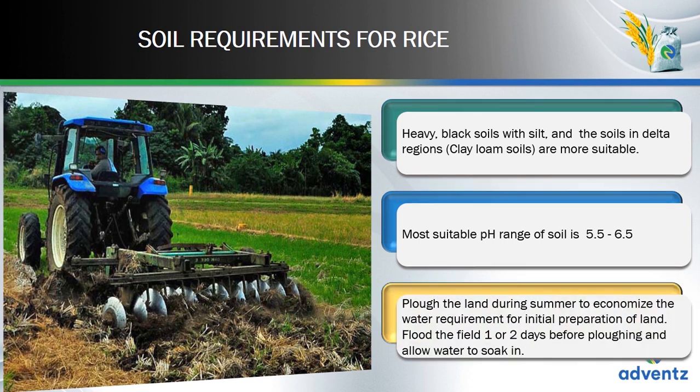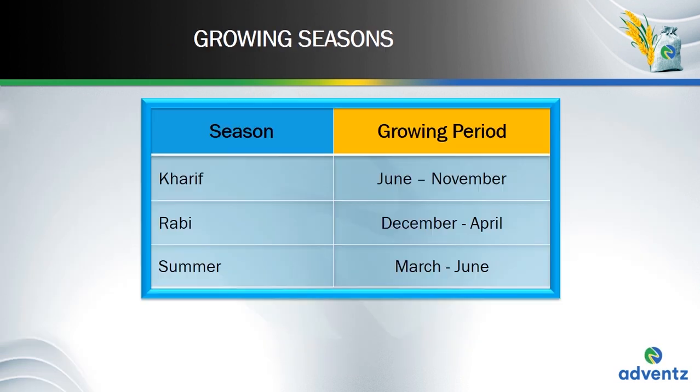The land in rice cultivation should be plowed in summers to economize the water requirement for the initial preparation of land. We need to flood the field for 1 to 2 days before plowing to allow the water to get soaked in. As we can see on the screen, the plowing is being done and then it is being flooded with water for the water to get soaked in.